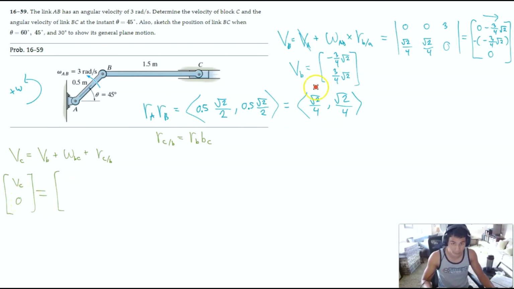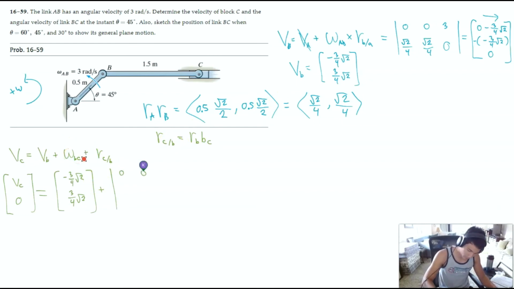Okay, and then VB, write VB here: negative 3 over 4 square root 2, 3 over 4 square root 2. And then plus, now you've got to take this determinant, and you don't know what omega BC is, so you just write omega. All right, that's all you do. And then RC to RB, yeah, it's just going to be 1.5.